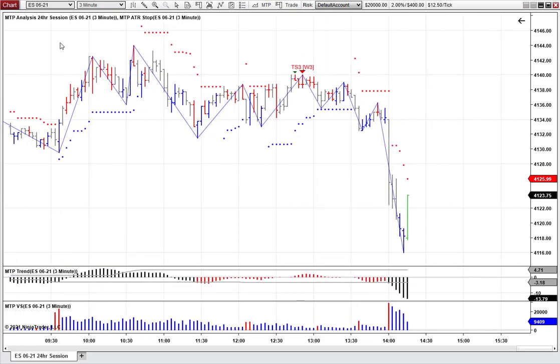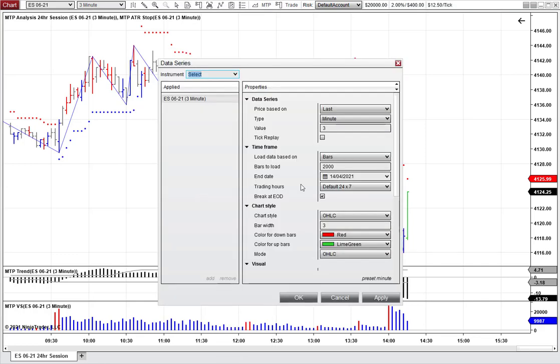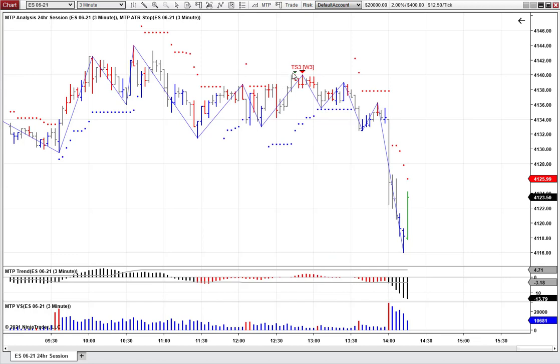Right, this is a 3-minute chart of the ES. If I look at the data series, I'm using the 24/7 template in NinjaTrader, i.e. the 24-hour template. And here we have a W3 trade setup unfolded here. So I'd like to just take a look at that.